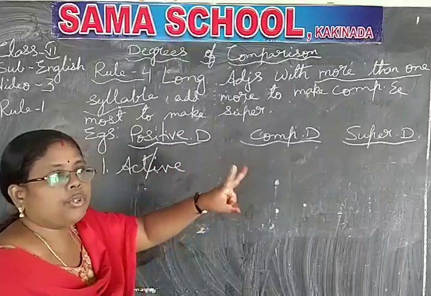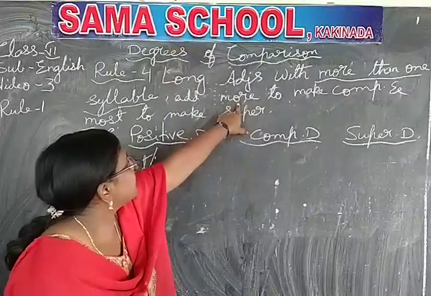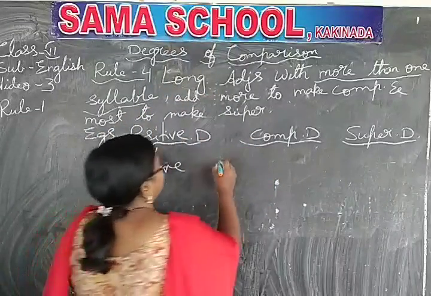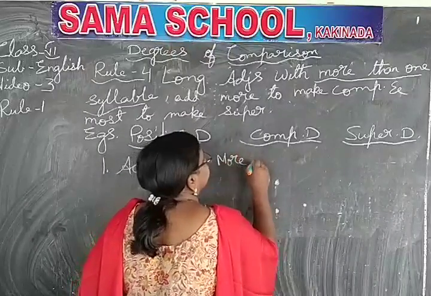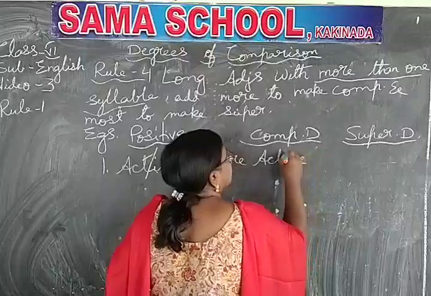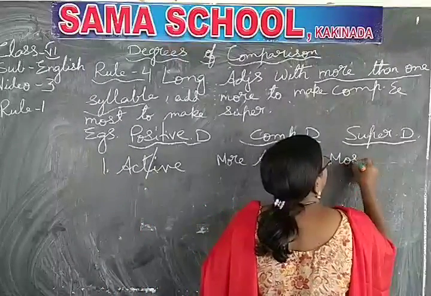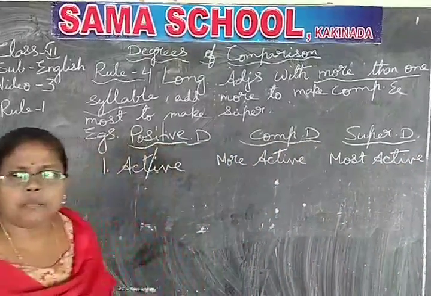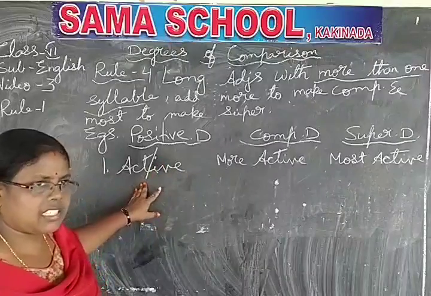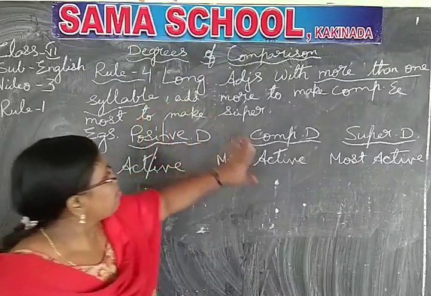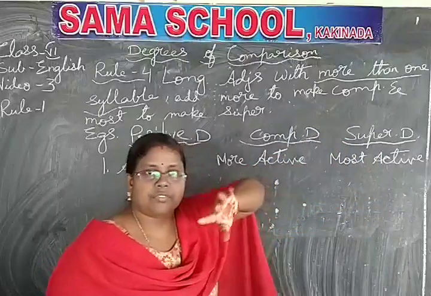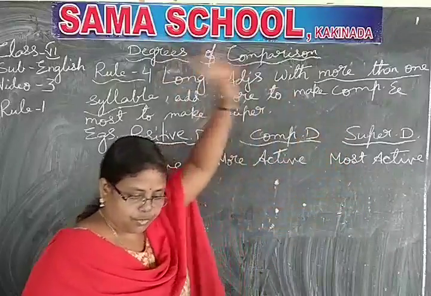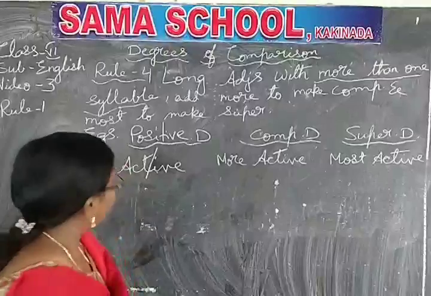That time, what should you do? Add more to make it comparative degree, and add most to make it superlative degree. So, more active, most active. Okay? Isn't it clear? Active, act plus if, positive degree. More active, most active. Yes, positive, comparative, superlative. Clear? Now, a few more examples I'll give you.